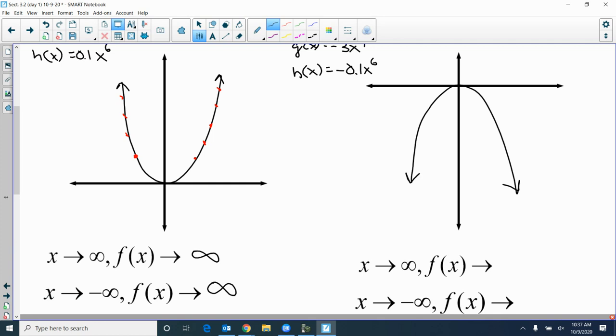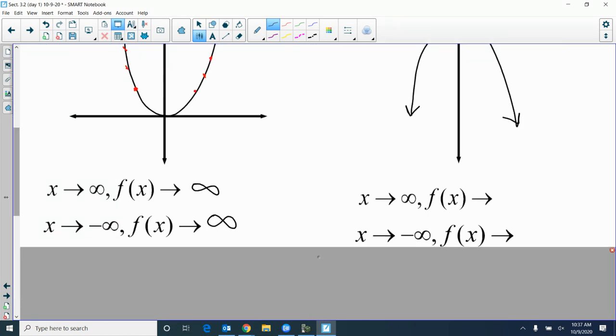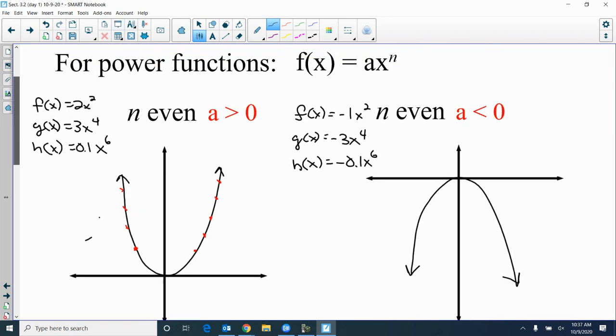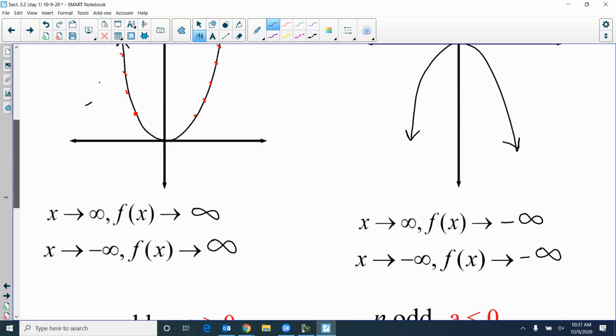As x goes to infinity, f of x goes to where? Negative infinity, gets smaller. As x gets smaller, x goes to negative infinity. Where does f of x go? It also goes to negative infinity. For if it has an even degree, it's either going to both go to infinity or both go to negative infinity.